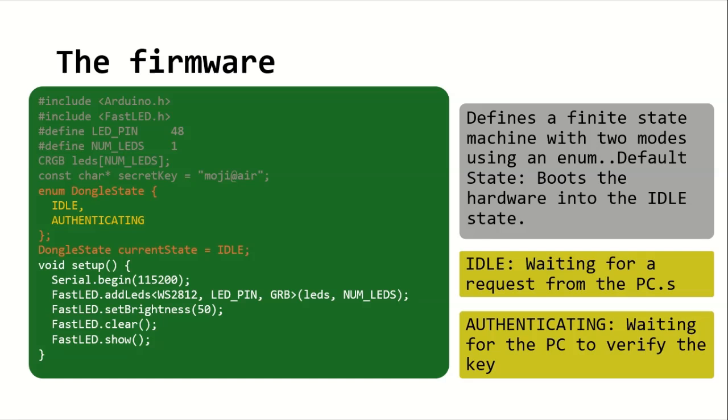Idle means the ESP is waiting for a request from the PC side. And authentication means we are waiting for the PC to verify the key. So either we are in a request mode, or we are in a response mode. We are waiting for a request, or we are waiting for a response. And we initially set the state to idle.